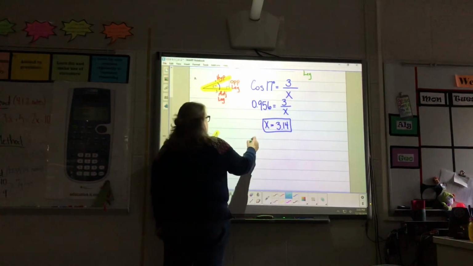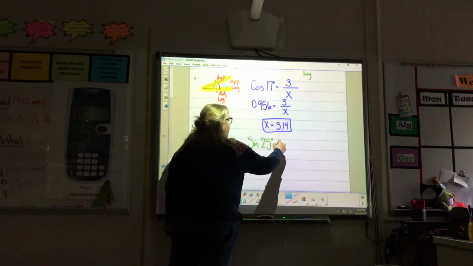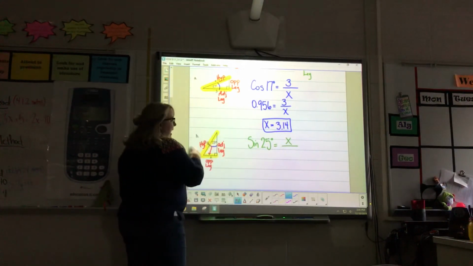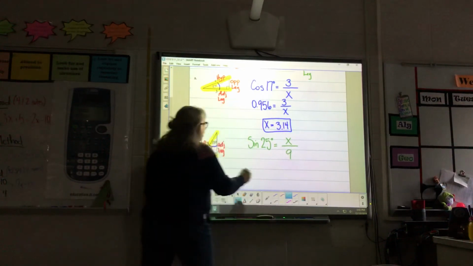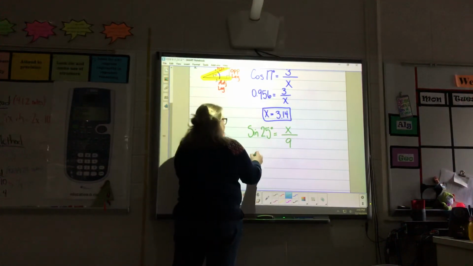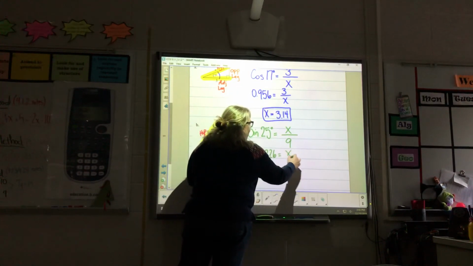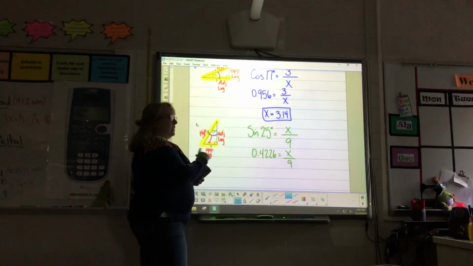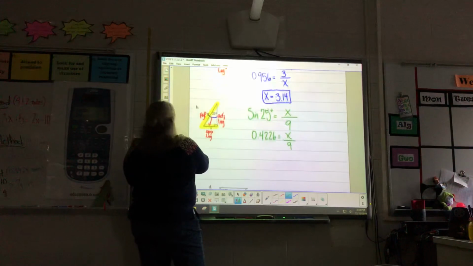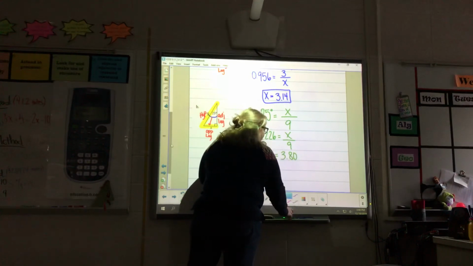So I'm going to write out my ratio. I'm going to have the sine of 25 degrees equals my opposite leg, which is x, divided by my hypotenuse, which is 9. Now I can go to my calculator and type in the sine of 25, and I get 0.4226 and so on. I'm going to leave it in there like that. To solve this equation, I need to multiply both sides by 9. That'll get x by itself. So I'm just going to do times 9 in my calculator. And that gives me that x is equal to 3.80.